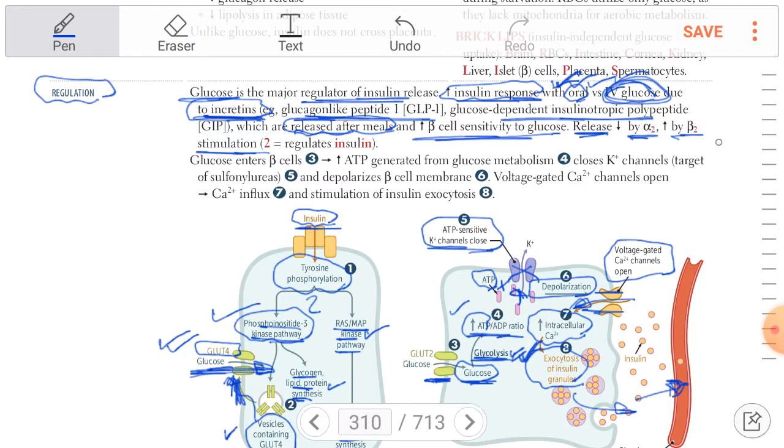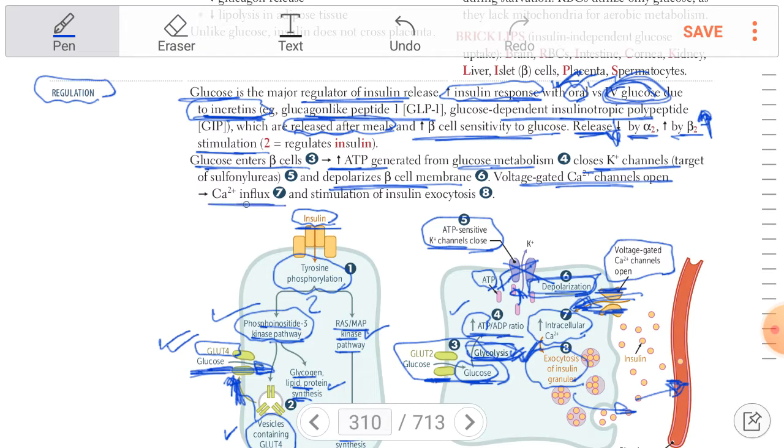The release of the insulin is affected by what? By alpha 2 and beta 2. In beta 2 there is an increase in release of insulin. In alpha 2 there is a decrease in release of insulin. So beta 2 will increase the insulin release. Then we have glucose that will enter into the beta cells, leading to what? Increased ATP generation through the glucose metabolism, through the glycolysis. Then closure of this potassium channel leads to depolarization of the B cell membrane, the voltage-gated calcium channel will open, leading to calcium influx, then stimulation of insulin exocytosis.